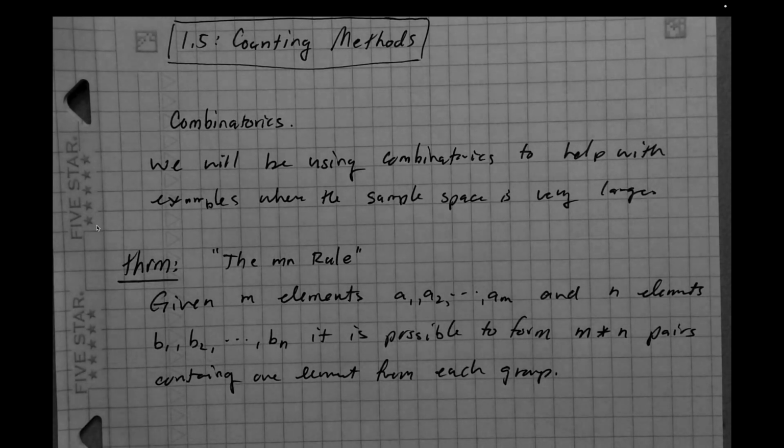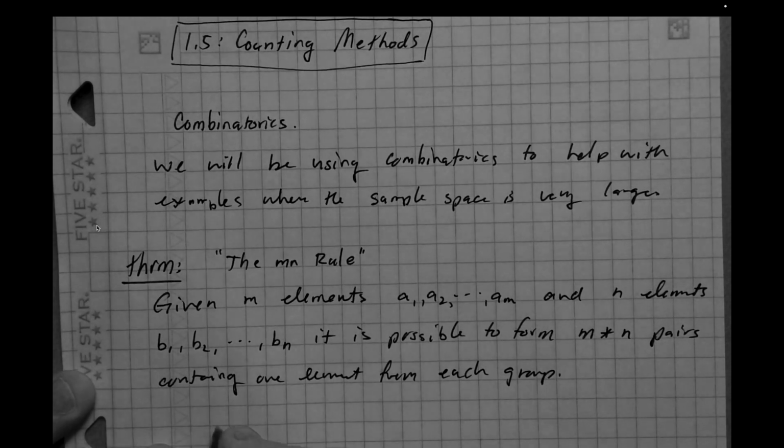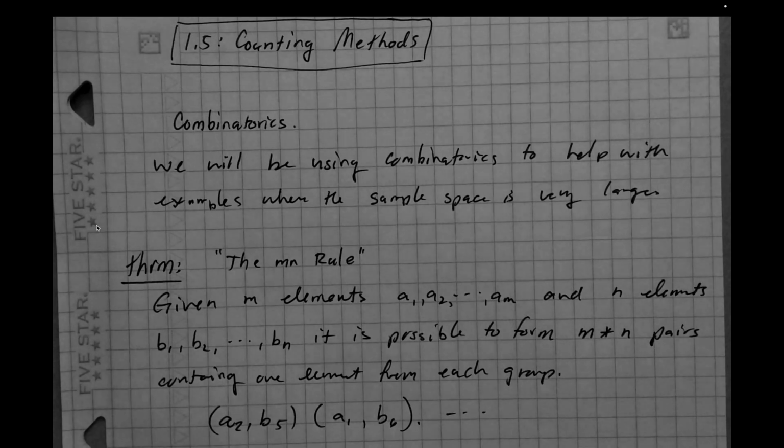So if you have m elements in group 1 and n elements in group 2, and you want to form pairs based on these two groups, the total number of pairs you can form is m times n. For example, a pair would be if I choose A2 and B5. Another pair would be A1 and B6. Those are what we mean by pairs.